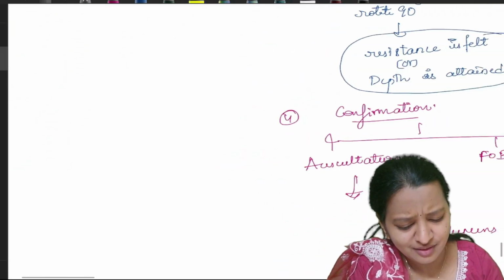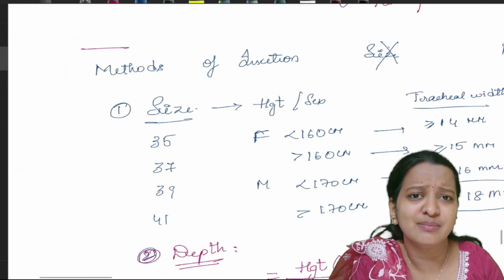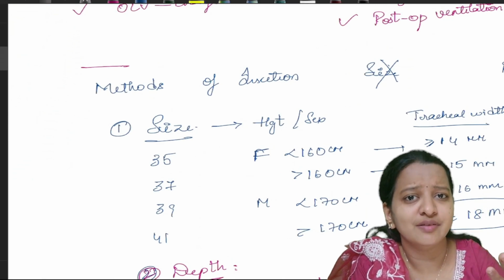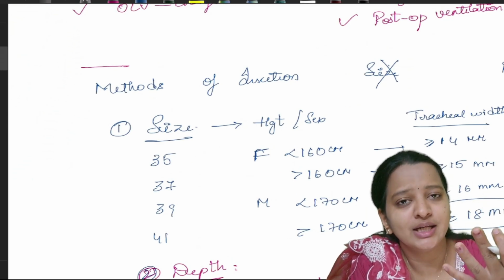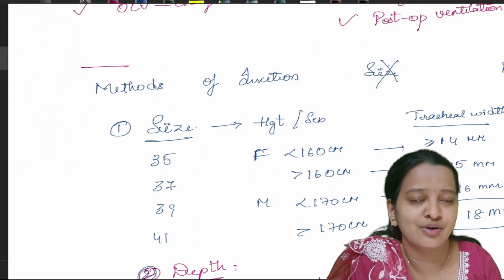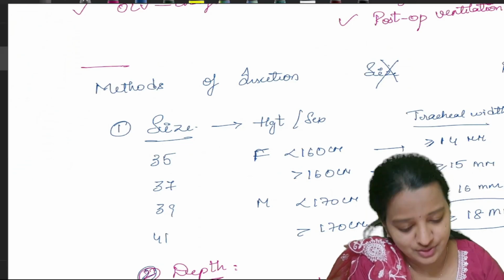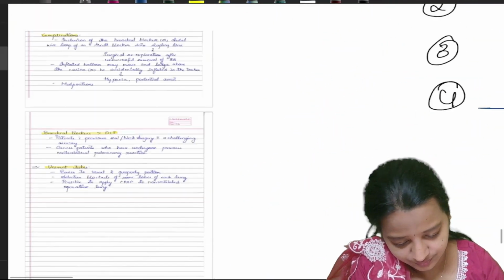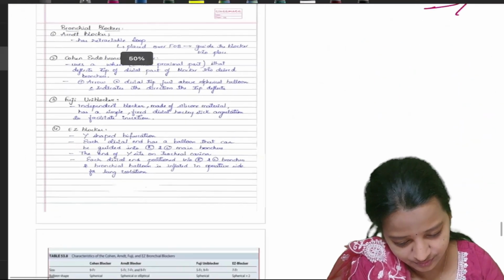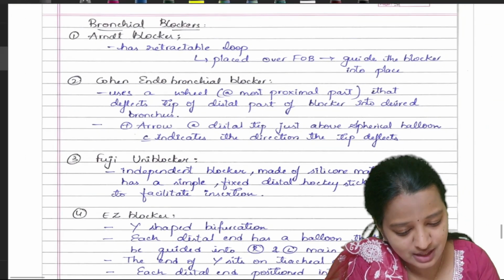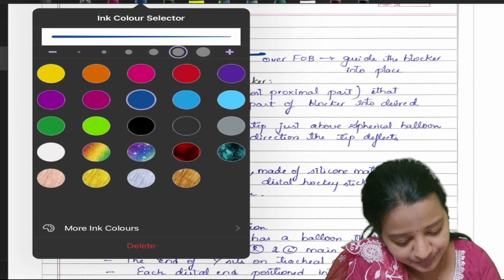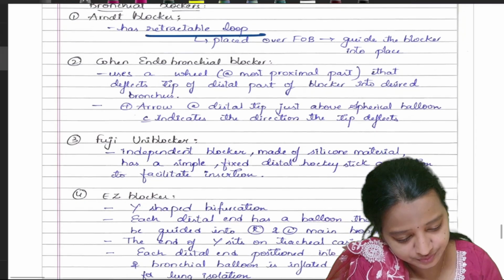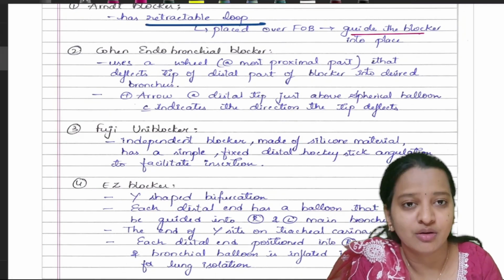Coming to advantages and disadvantages, they will be the reverse of those of DLT. The advantages of DLTs will be disadvantages for bronchial blockers and vice versa. See, bronchial blockers first, and it has a retractable loop. So it will guide the blocker into place.